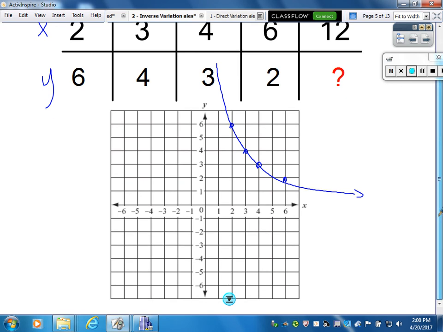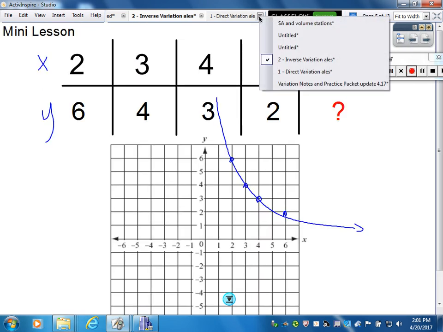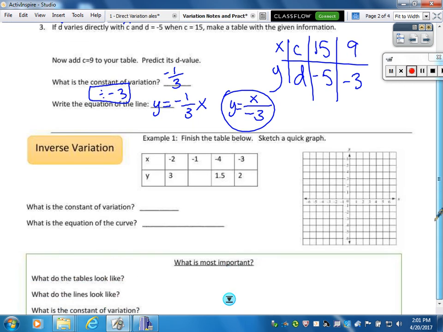All right. So let's try out some practice. Sorry, that's the wrong page. Let me go to the right thing. Let's finish up these notes right here. So it says finish the table below and sketch a quick graph.